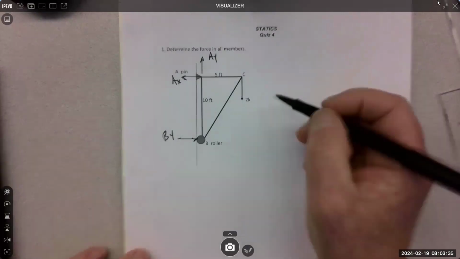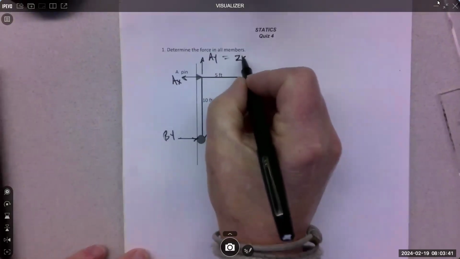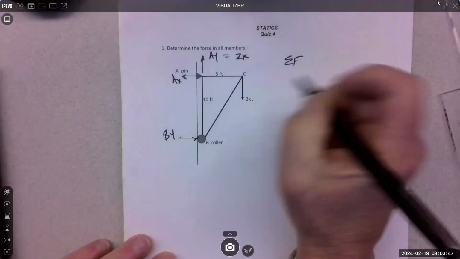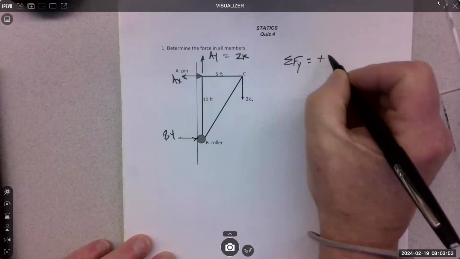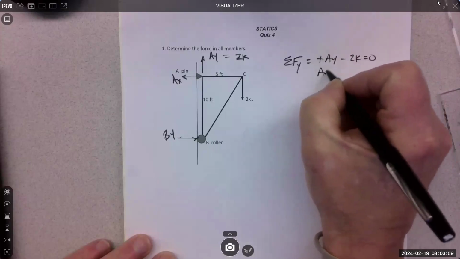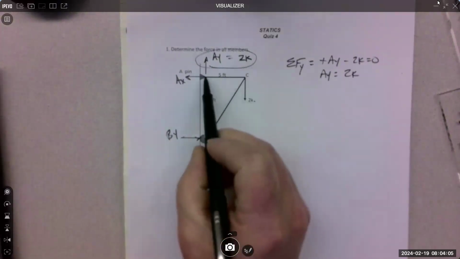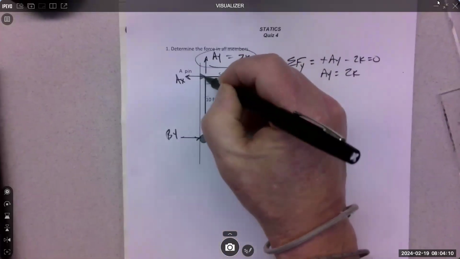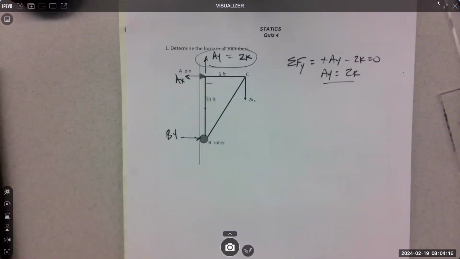All right, so we have 2K down. The only other force going up is AY. That's gotta be 2K. So that's the first one. You can write that equation, or if you just see it by observation, that's fine too. So the equation, forces in the Y, would be plus AY and minus 2K equals 0, and then AY equals 2K. Once you get that, you can see that joint A is a clean T. Boom, boom. So AB, that member, is 2K. But we can prove that by doing a joint analysis later.